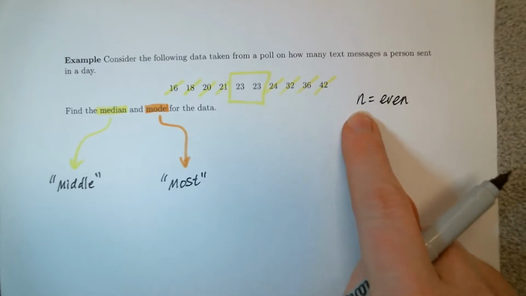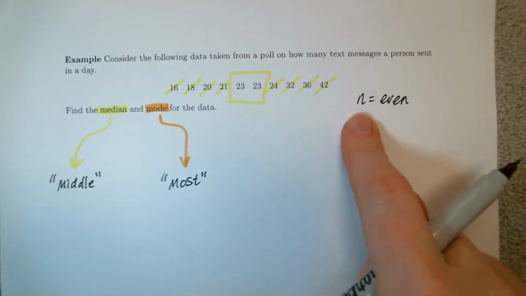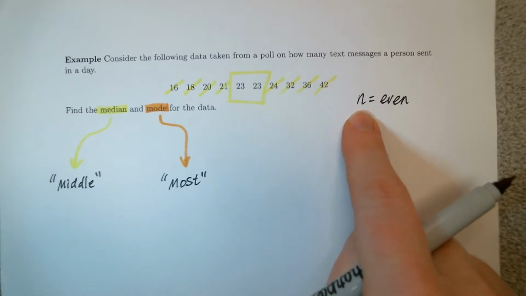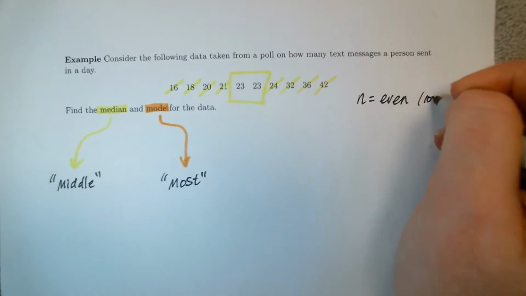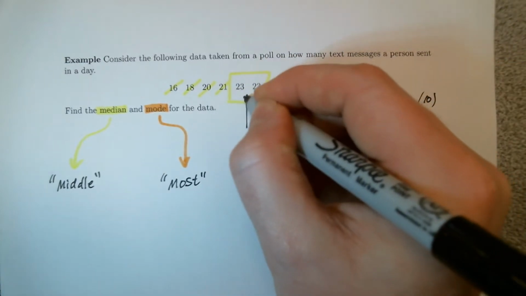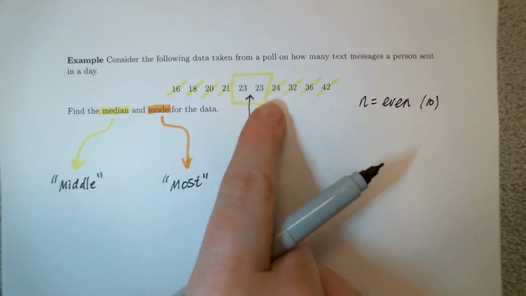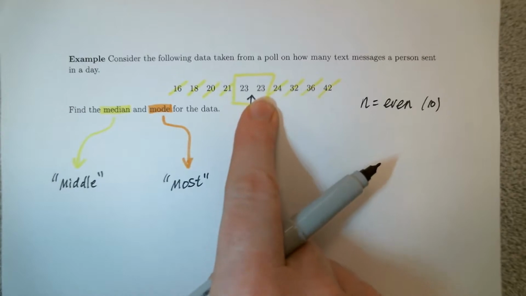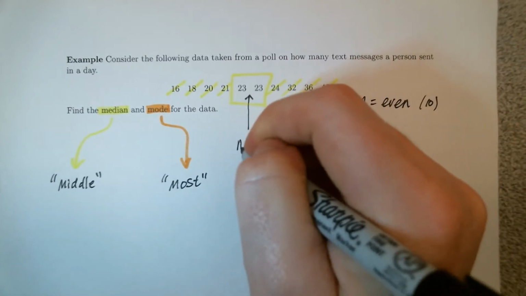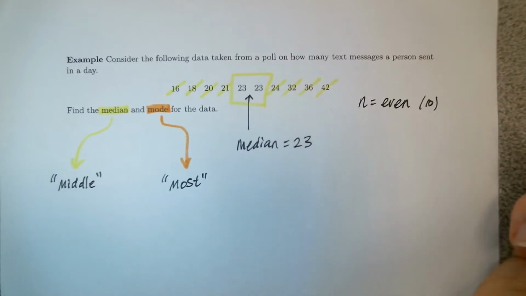we're always going to use the variable n to represent the number of data values that we have. And in this case, the number of data values we have is even. It's actually 10. So your middle number is going to be between the two middle numbers. Now in this case, the two middle numbers are the same number. So the median in this case is 23.